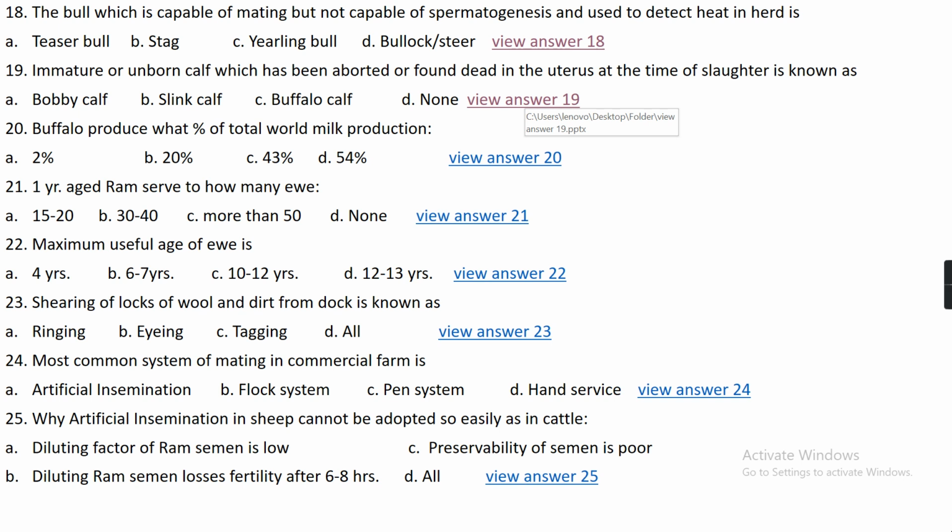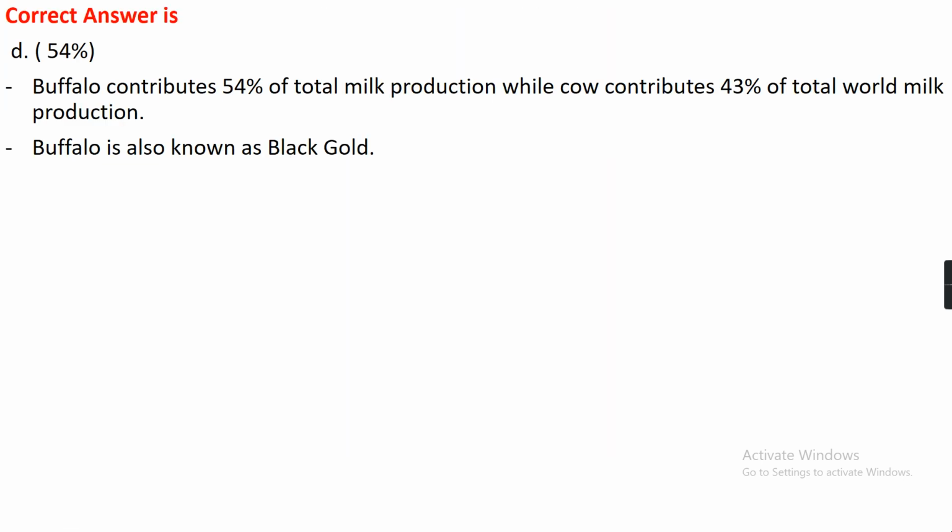Question number 20. Buffalo produce what percentage of total world milk production? Option A 2 percent, option B 20 percent, option C 43 percent, or option D 54 percent. The right answer is D, 54 percent. Buffalo contribute 50 to 54 percent of total milk production, while cow contributes 43% of total world milk production. And buffalo is also known as black gold.